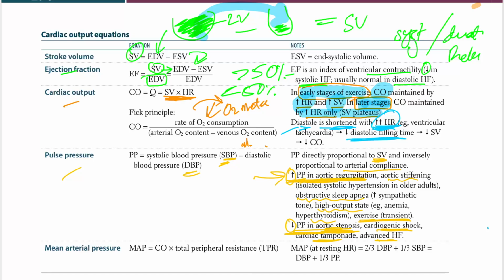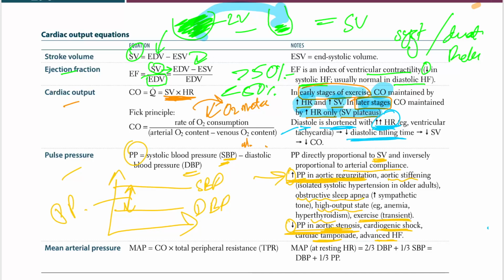And what is pulse pressure again? In a schematic diagram, let's just draw it. We have a systolic blood pressure, we have a diastolic blood pressure, and this thing right here is going to be the pulse pressure. Again, PP equals SBP minus DBP, which is diastolic blood pressure, right? So that's what you have.